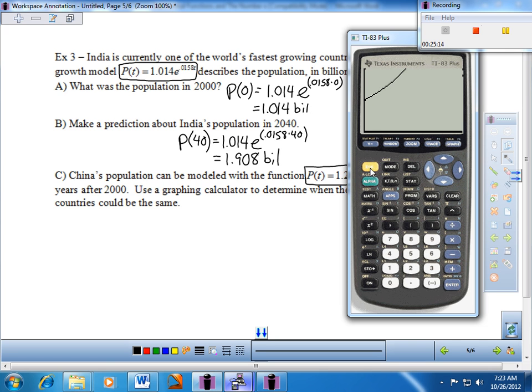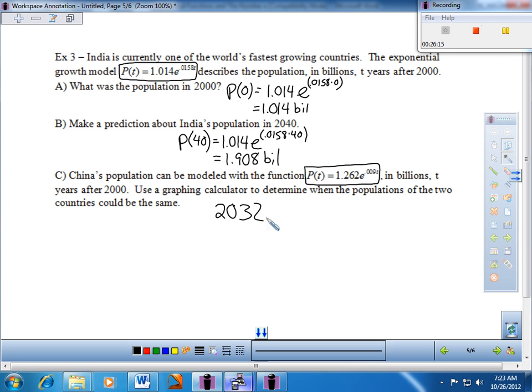Let's go ahead and do an intersect. So everyone hit second, and then trace, and go to intersect. And remember, guys, just an enter, enter, enter should do the trick here. I'll do the same. And there we go. So it looks like projected, this is pretty interesting, that potentially in the year 2032, so basically this would be the 32nd year in the model, the populations would be the same, and we're looking at about 1.6, 1.7 billion people in each country. So let's go ahead and write that in, about 2032, give or take there.